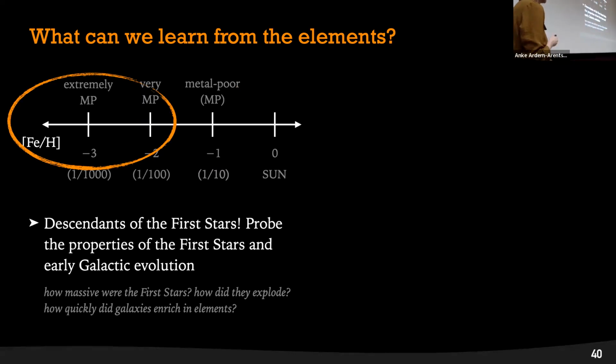And then if you have really low metallicity stars, you're getting closer and closer to the era of the very first stars, the metal-free stars. These are their descendants, which means they were born from gas that was polluted by the supernovae of the first stars. So if you get the abundances, that means you're learning something about what happened in the very first stars, even though they're not around anymore. For example, we can try to estimate how massive the first stars were, how they exploded, and how quickly galaxies enriched in their elements.